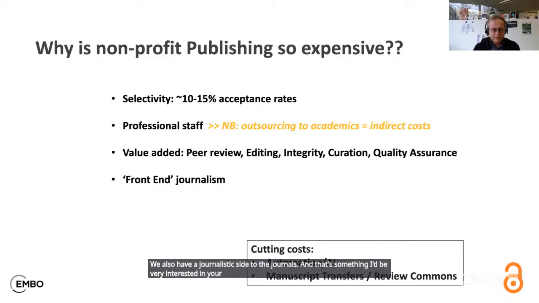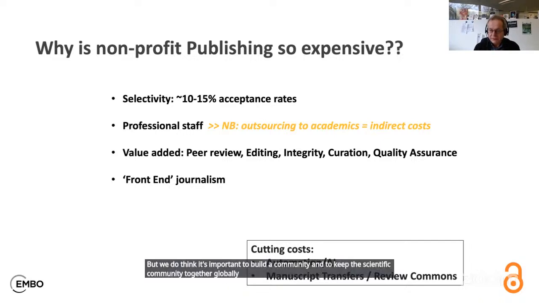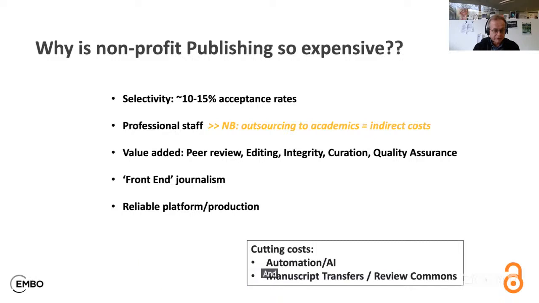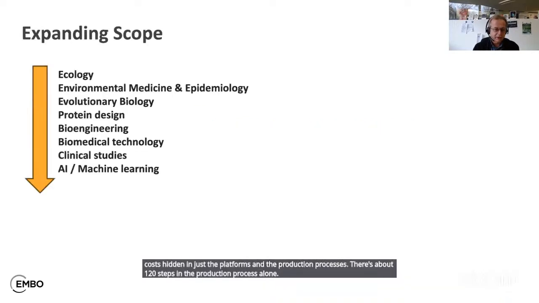I don't think we do enough about India, actually, but we do think it's important to build a community and to keep the scientific community together globally. I think that's particularly important given the political climate these days in the world, that we try to have a scientific community that reaches across the world and has no borders. That's what we're trying to achieve with that side. And there's also a lot of costs hidden in the platforms and the production processes. There are about 120 steps in the production process alone, which we tend to forget.